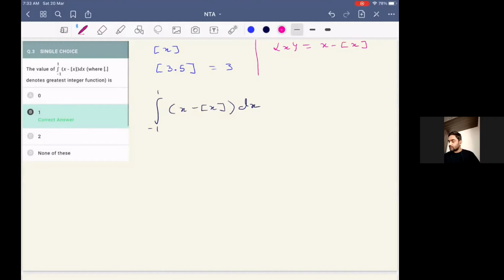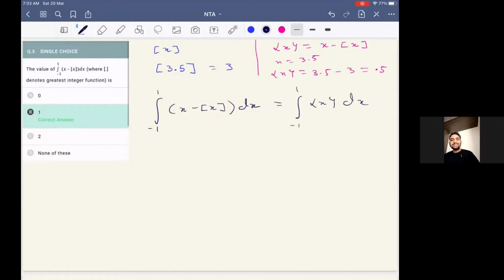So continue with the same example. If we have x as 3.5, then the fractional part of x is going to be 3.5 minus 3, which will be equal to 0.5. So we can rewrite this integral using the fractional part function as the integral from minus 1 to 1 of the fractional part of x dx.